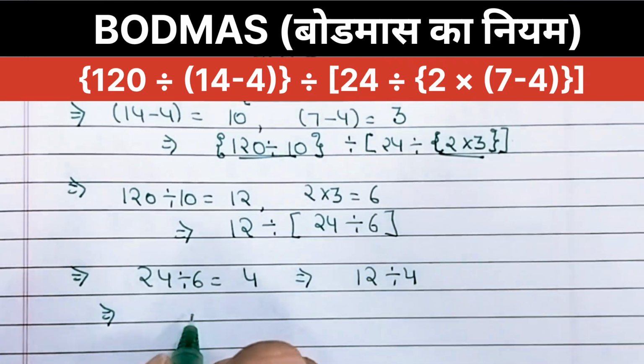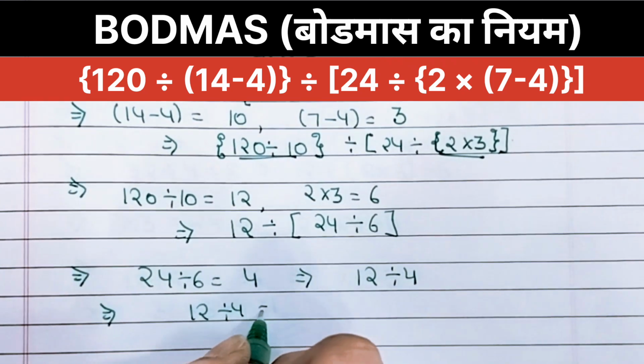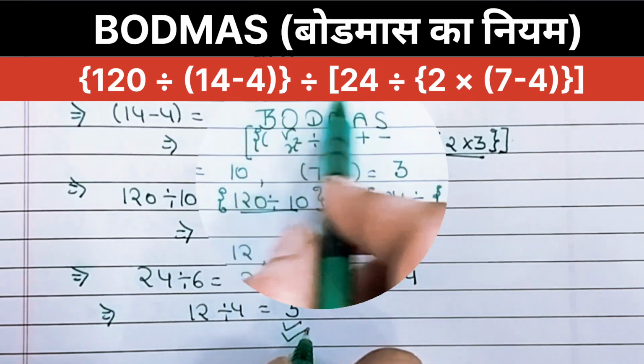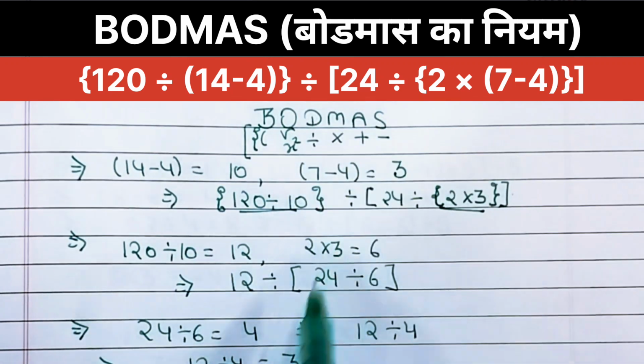So now finally step 4, we divide the values and we get 3, and 3 is the final result. According to this expression, by using the BODMAS sequence, the final result is 3, and I hope it is clear.